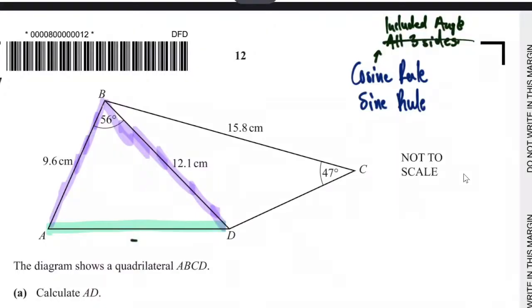Yes, an included angle is where you know the angle and you know the two sides that come to that angle. So let's check 56 degrees. Is it an included angle? Yes, because we know this one and we know this one. So automatically we are using the cosine rule.